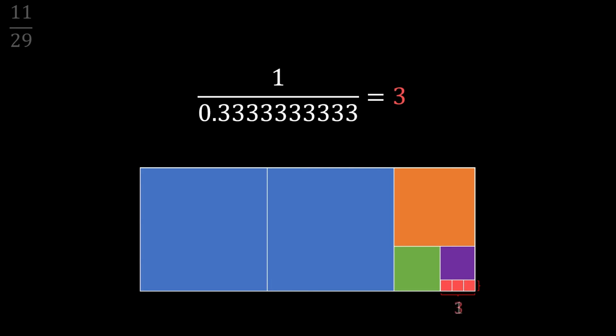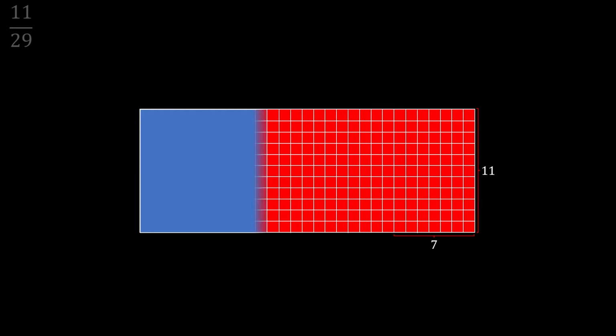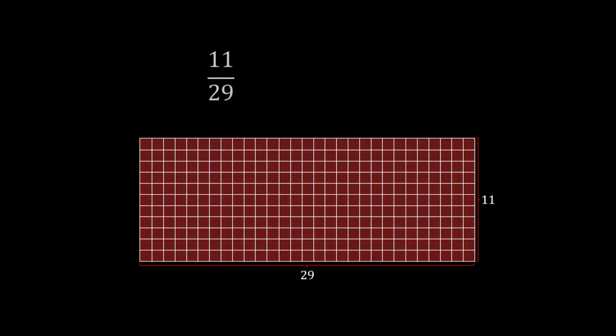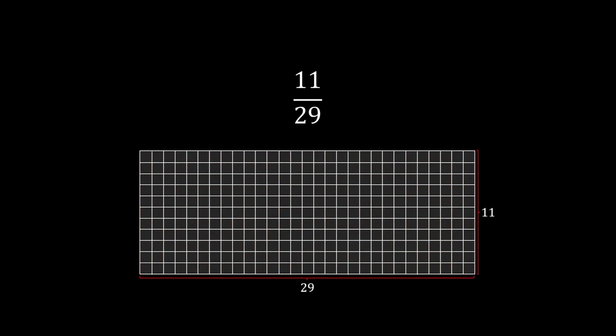The red squares are now redefined as having a side length of 1. We can now redefine the other squares in terms of the smallest squares. And there you go. We were able to find the original fraction using this method. What probably wasn't obvious was that we were using the math of continued fractions along the way.